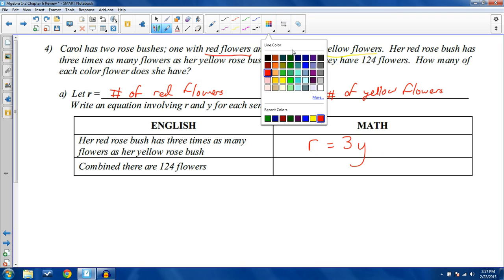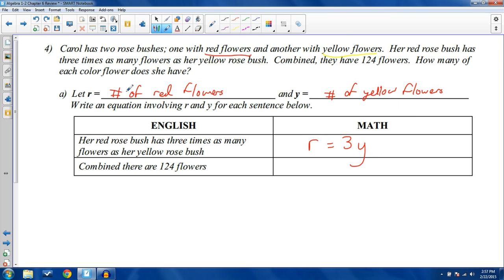Combined, there are 124 flowers. So when you combine the number of red flowers with the number of yellow flowers, you get 124. This is an example, though, where this is flowers equals flowers, flowers plus flowers equals flowers. You still have a setup like that. As long as the units line up, you're good to go. We can solve for r and y. I would probably go with substitution on this one.